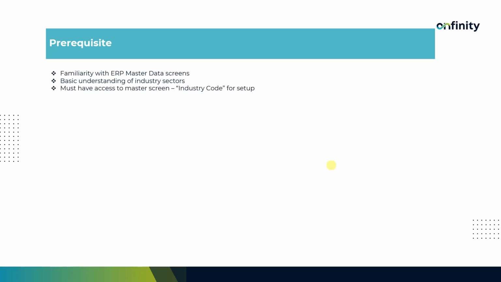These include familiarity with the Onfinity ERP master data screen layout, its navigation, and the additional options available on the screen. You also need a basic understanding of industry sectors in terms of the nature of businesses. Lastly, you must have access to the Master Data Configuration screen, which is the industry code in the ERP.